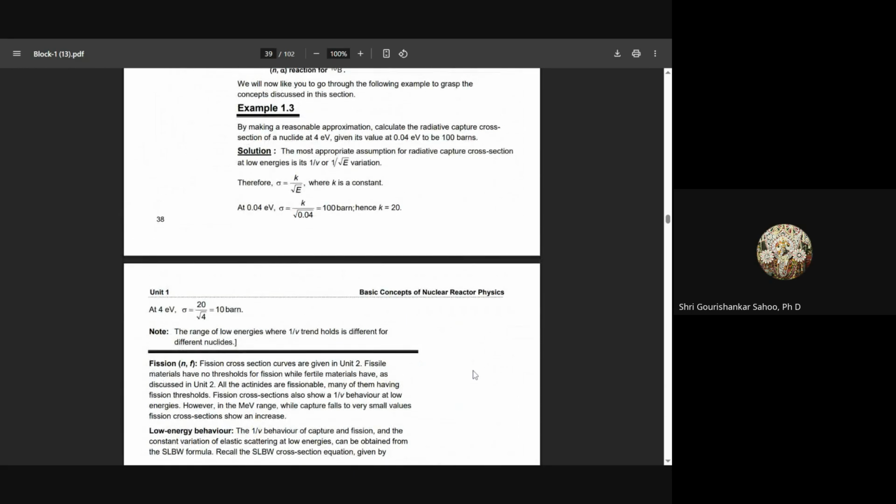There is an example. By making a reasonable approximation, calculate the radiative capture cross section of a nucleus at 4 electron volt, given its value at 0.04 electron volt to be 100 barns. So sigma is equal to k by root over E. So at 0.04 eV, k by root over 0.04 is equal to 100 barn. So k will be 20. So sigma will be 10 barns.